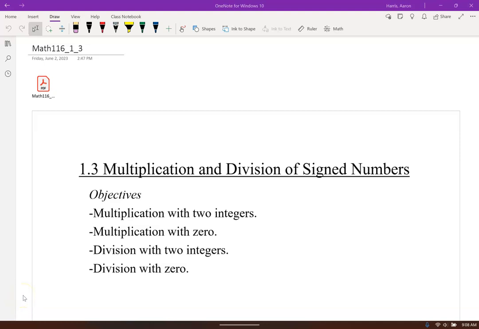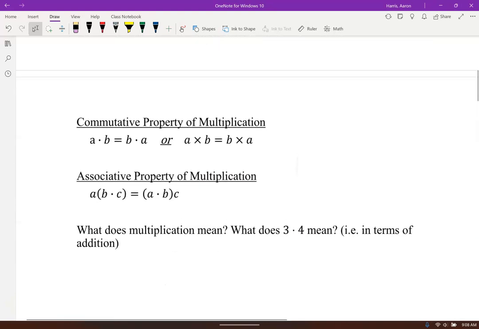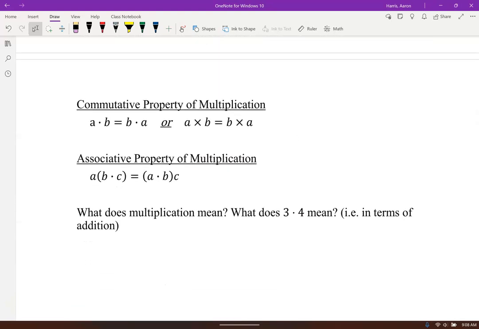Let's get into 1.3, multiplication and division of signed numbers. There's our objectives. Let's remind you of a few properties. The commutative property of multiplication says 2 times 3 is the exact same as 3 times 2. It doesn't matter the order on that. Same thing with addition, right? The commutative property of addition says 2 plus 3 is the same as 3 plus 2.